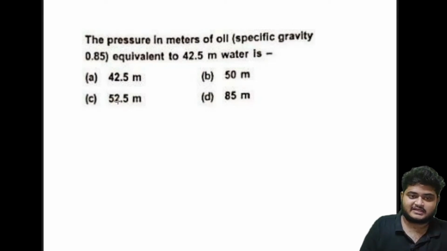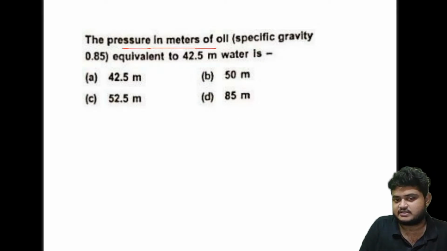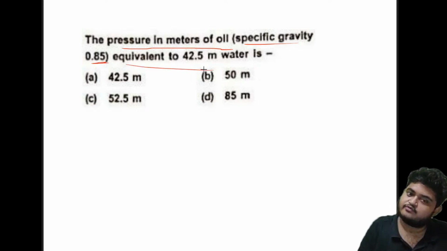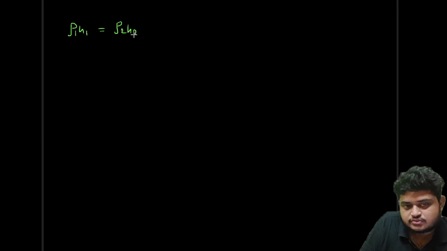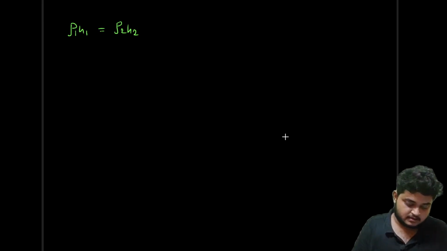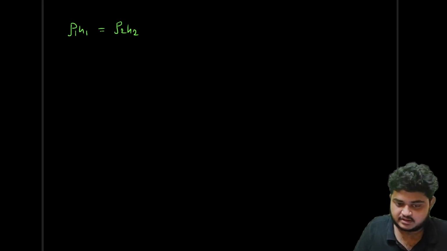Okay, the next question, the pressure in meter, same question आया, same देखो उसी concept में same question, the pressure in meter of oil which has a specific gravity of 0.85 equivalent to 42 meter of water. तो ये बोला हुआ है कि आपको ये देखिए rho 1 h1 is equals to rho 2 h2. This is the concept.